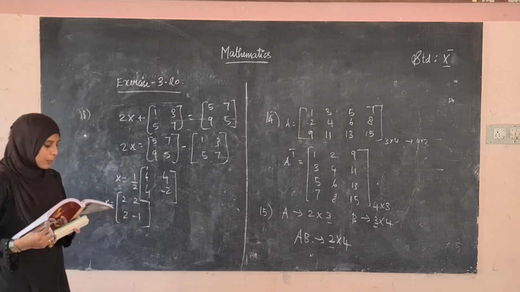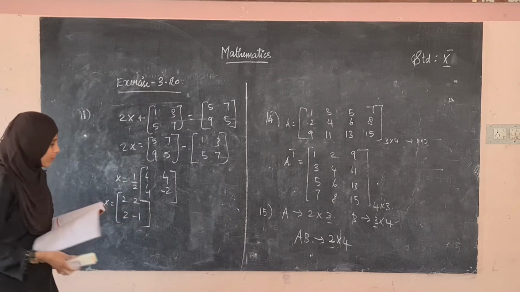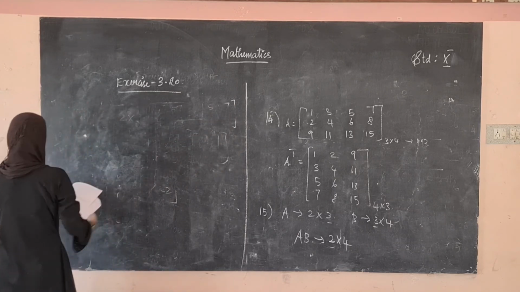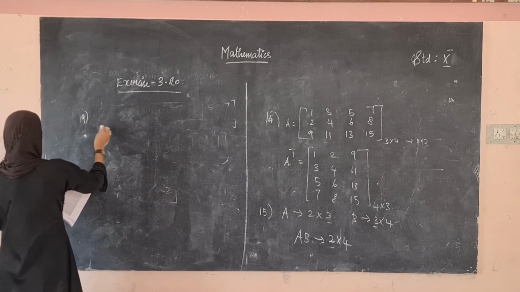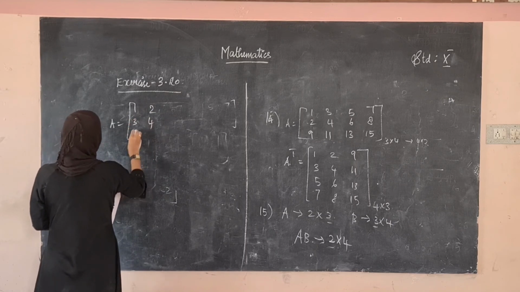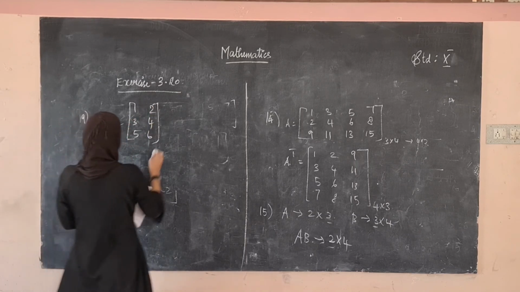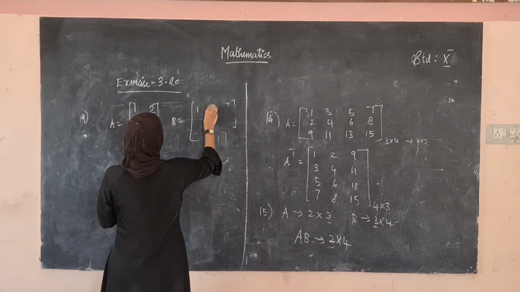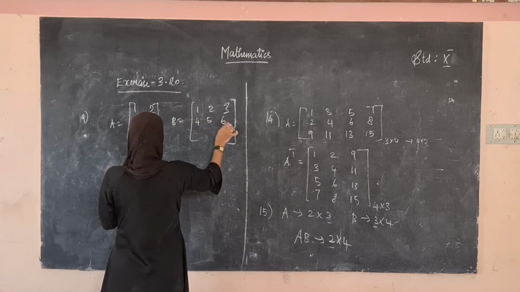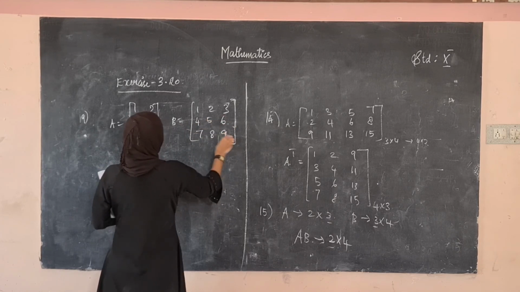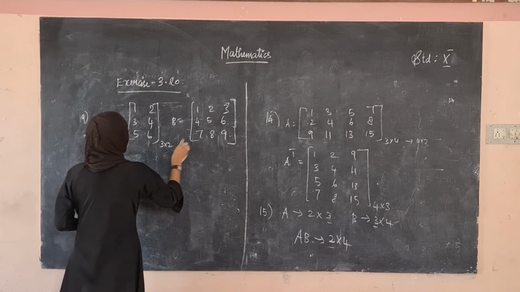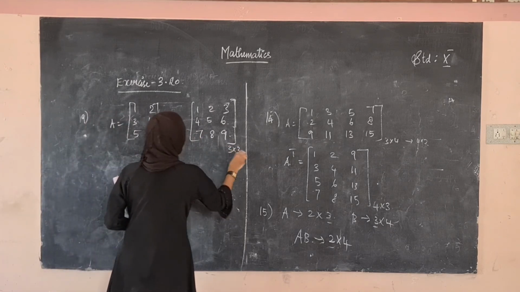See the 19th sum. Which of the following can be calculated from the given matrices? You have to find which of the following can be calculated from the given matrices. The given matrices are A: 1, 2, 3, 4, 5, 6, and B: 1, 2, 3, 4, 5, 6, 7, 8, 9. This is a matrix of order 3 cross 2, and this is a matrix of order 3 cross 3, right?